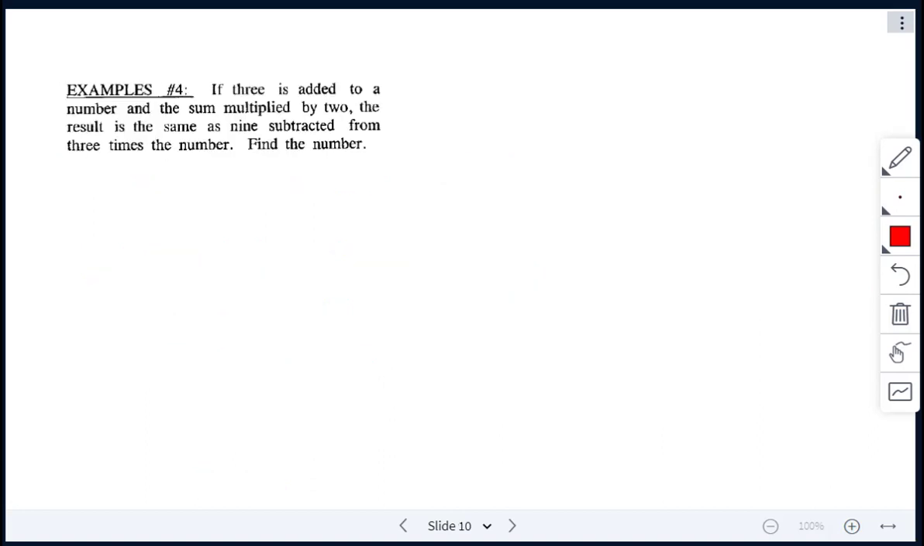Okay, our next example: if 3 is added to a number and the sum multiplied by 2, the result is the same as 9 subtracted from 3 times the number. Find the number. So the first step is to set our variable. We'll just say let x equal the number.